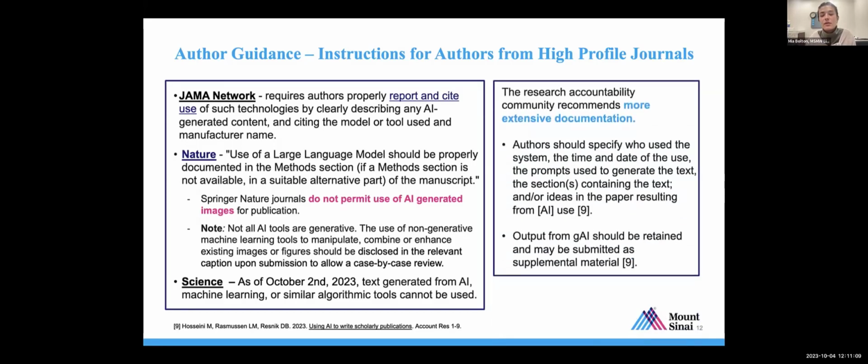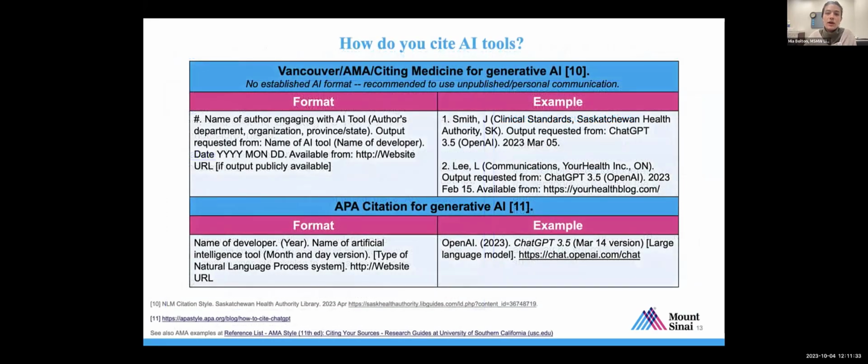And the Research Accountability Committee recommends more extensive documentation, such as the time and day of use, the prompts used to generate the text, and the sections containing the text and or ideas in the paper resulting from the AI. And any of this information should be submitted as supplemental material. And when it comes to documentation, it can be very helpful for you when you create your citations.